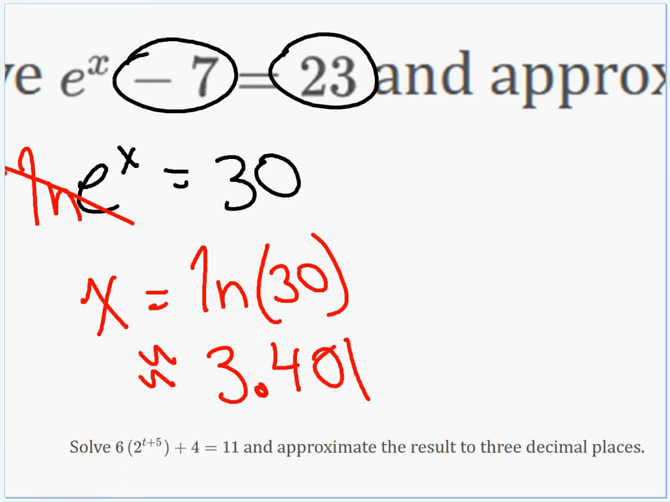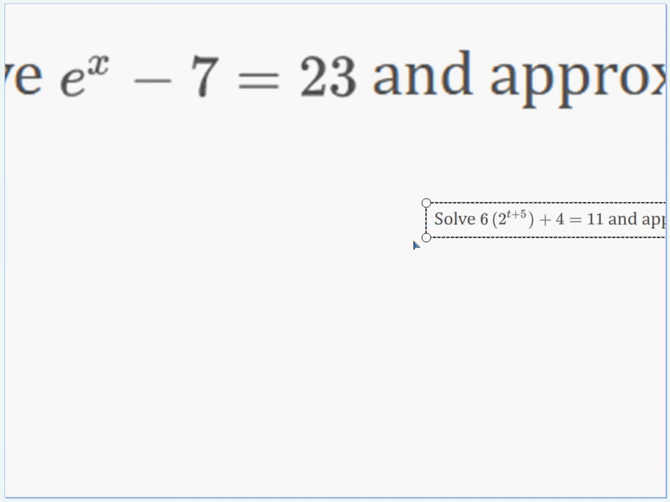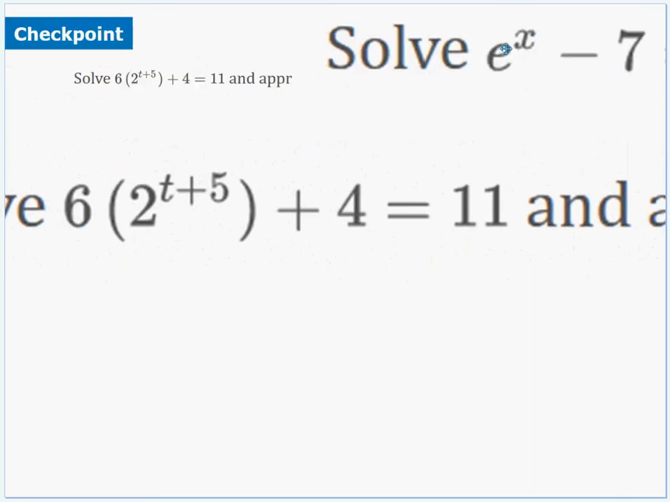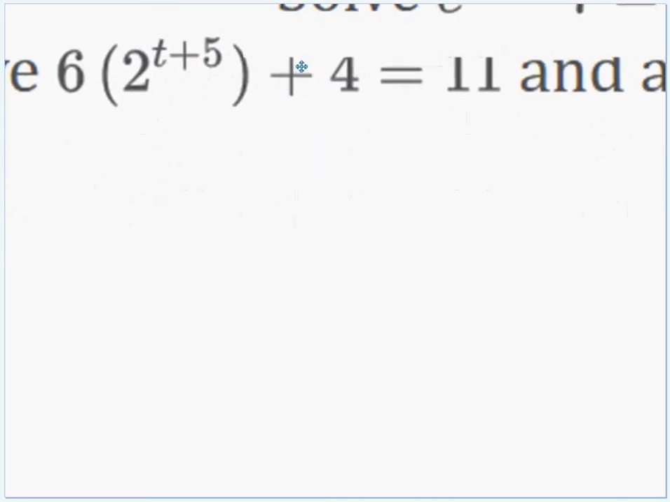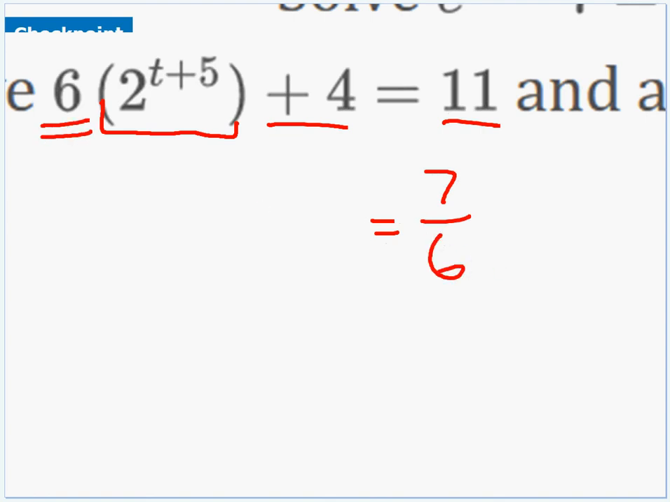Excellent. Last one. Just like our last example, there's going to be a little bit going on here. It's going to take a few steps. All right. So remember, the big idea is we want to get this term alone. So what we're going to have to do is minus 4. So this is going to turn into 11 minus 4. That's going to be a 7 over there. And then we are going to divide by this term to get it alone. So that's going to be a 7/6.